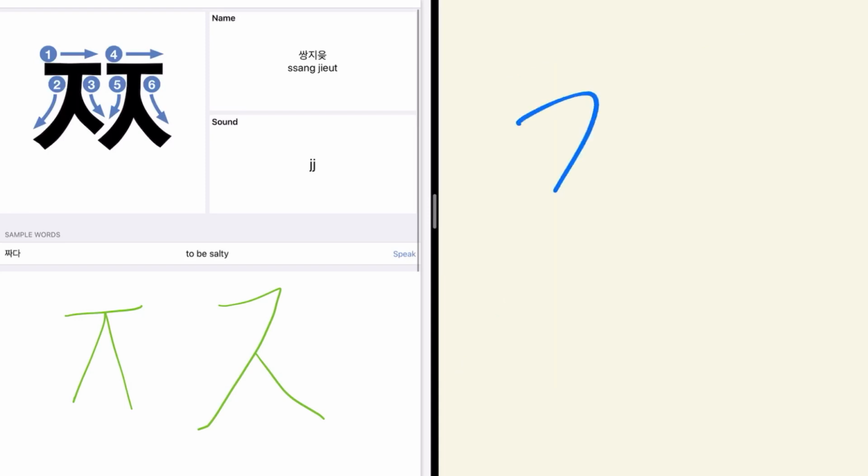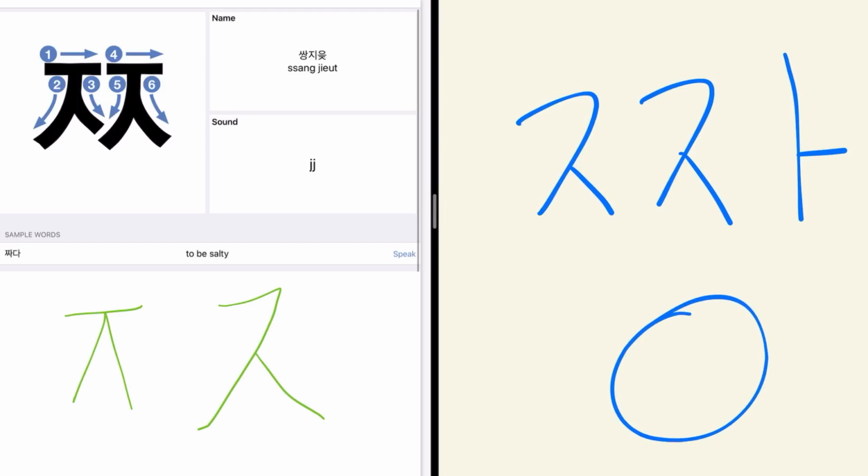Okay. And do you know this one? Here, it is 짱. It means great. It's kind of slang. Yes, positive slang. Great. Yes, 짱.